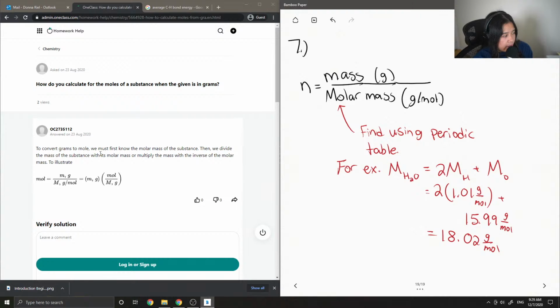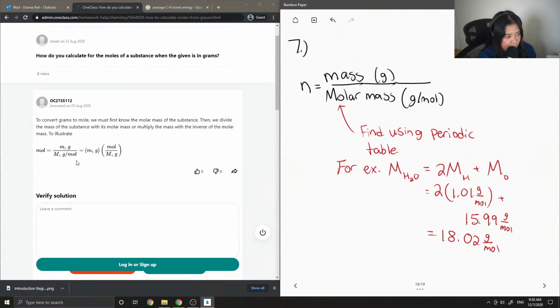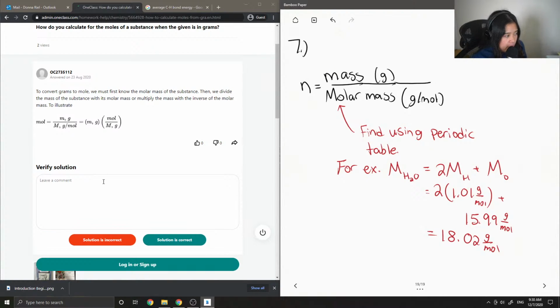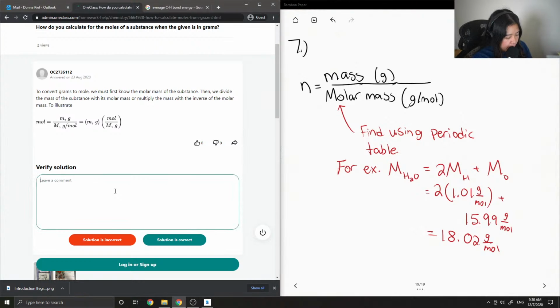So the junior tutor said, to convert grams to moles, we must first know the molar mass of the substance. Then we divide the mass of the substance by its molar mass or multiply the mass by the inverse of the molar mass. Yep. And then they showed their equation. This solution is correct.